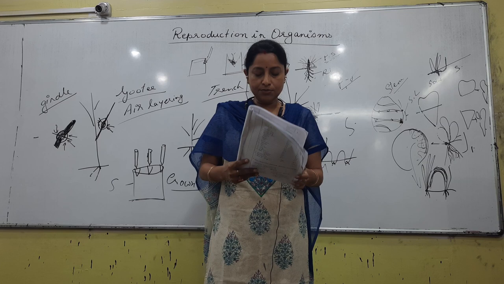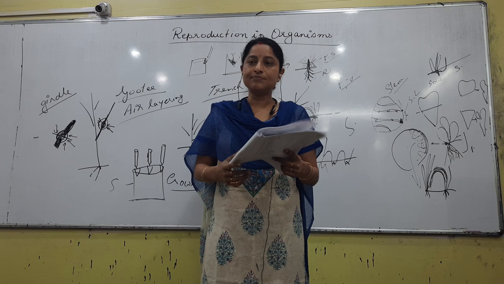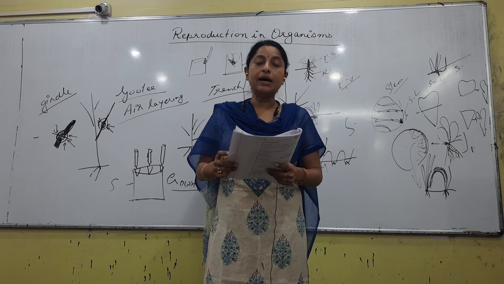Monoecious ki hoy? Bisexual. Dioecious? Unisexual. Right? Examples are important. Next, on page number 29, there is a chart that is given, with the number of chromosomes and the name of the organism. That chart is important.